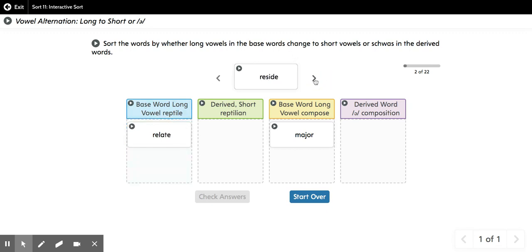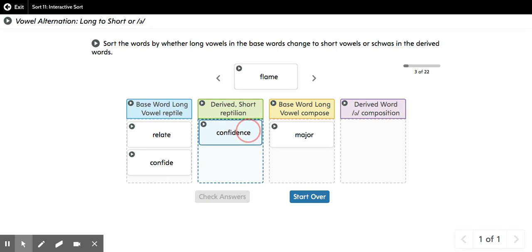So let's look for an example where we can see the example in a row. Let's look at these two. Confide, that's a long I. But the derived word for it is confidence. So you can hear that confide gets switched to confidence. So these two are an example of where it starts long and goes to short. So I'm going to put my confide in there and confidence in here.